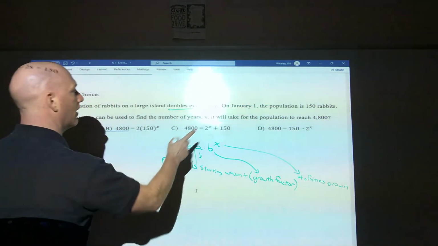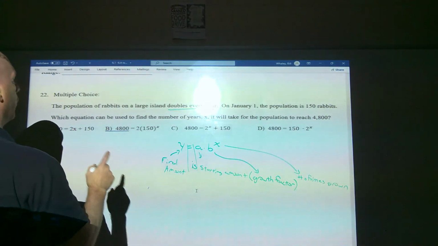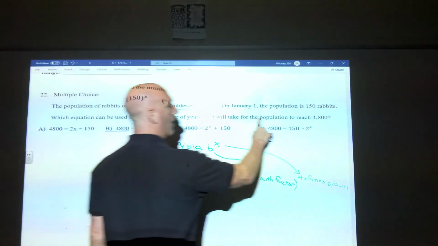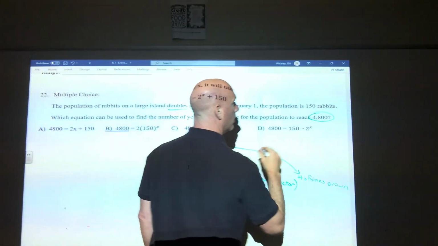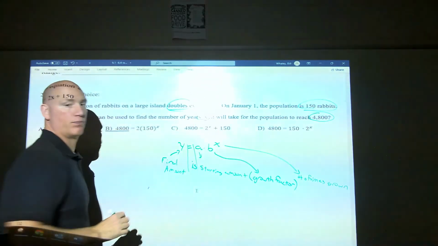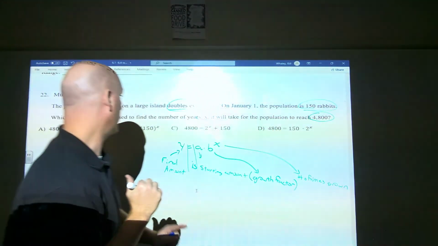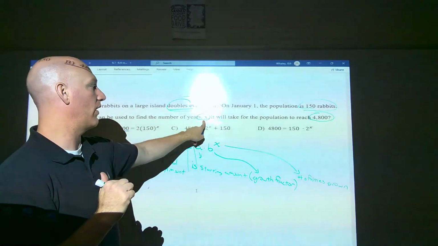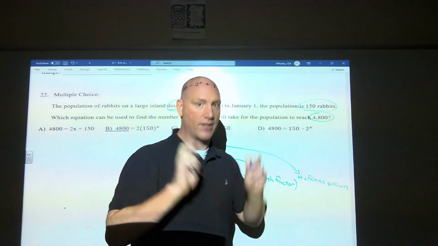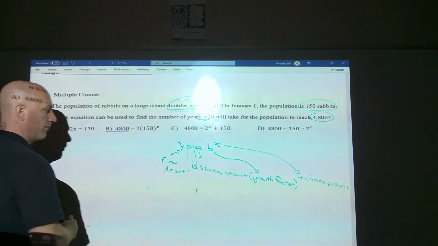So let's see what they give us here. The population on January 1st is 150. Which equation can be used to find the number of years it will take for the population to reach 4,800? So here's everything that they told us. We know it's going to double. We know we're starting with 150. We know we're going to go for x years, and we want our population, or our final amount, to be 4,800. Right there gives us our equation.